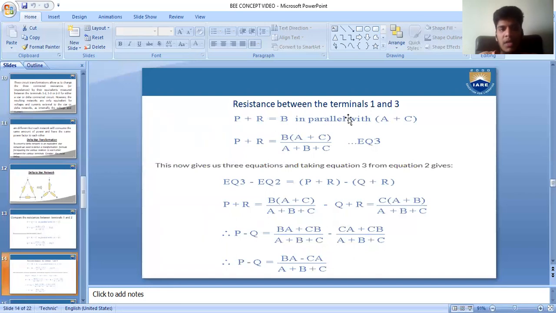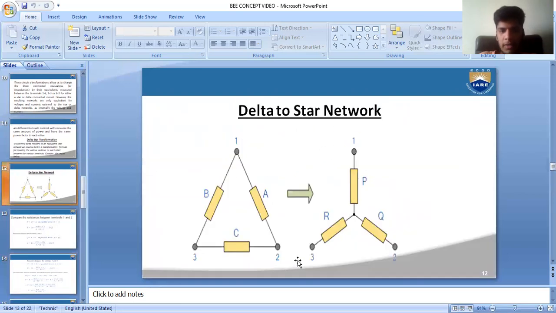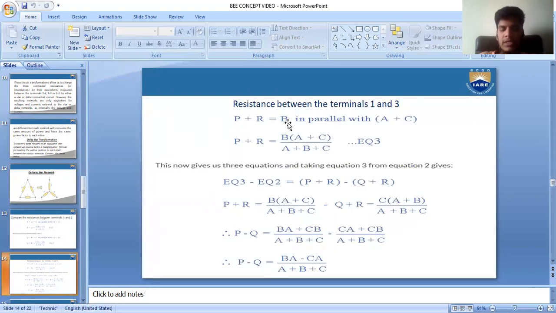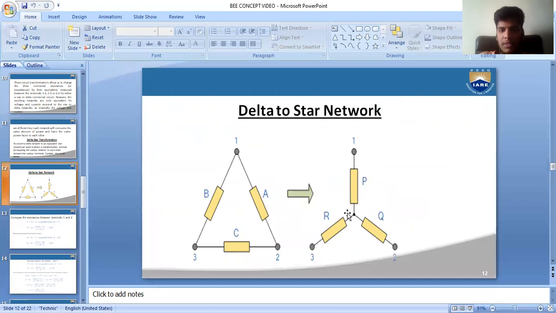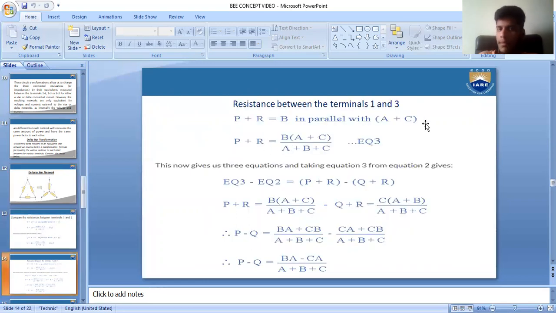Now resistance between terminals 1 and 3. 1 and 2 over, 2 and 3 over, now 1 and 3. P plus R is equal to nothing but B. See, P plus R is equal to B in parallel with A plus C. Here we have taken P plus R is equal to B. Now these both are parallel, A and C. So P plus R is equal to B into A plus C divided by A plus B plus C. This is marked as equation number 3.